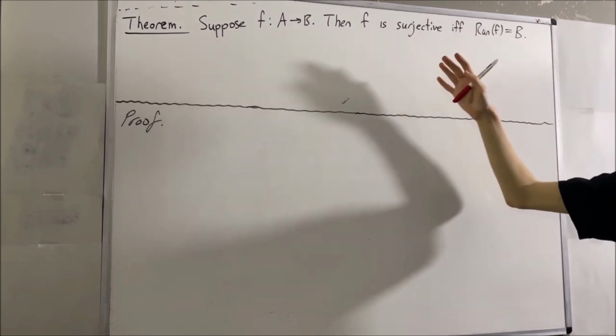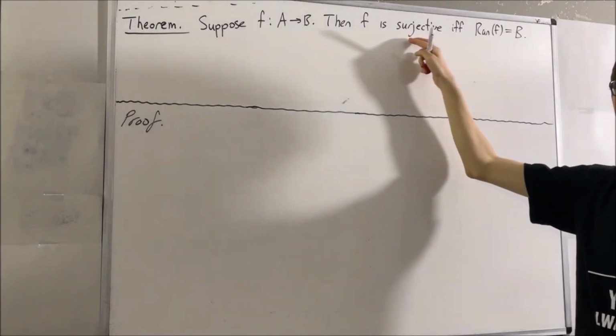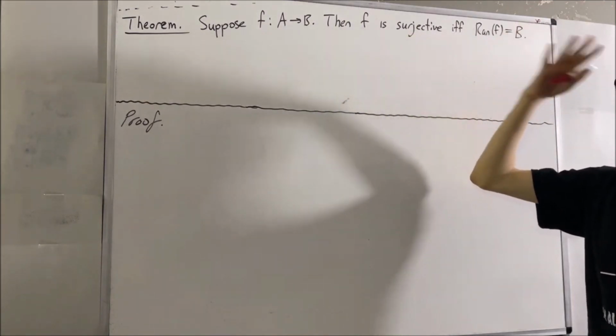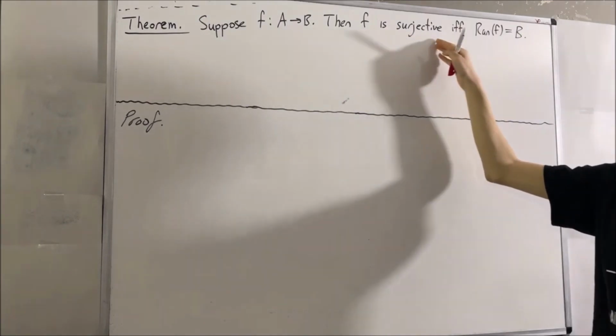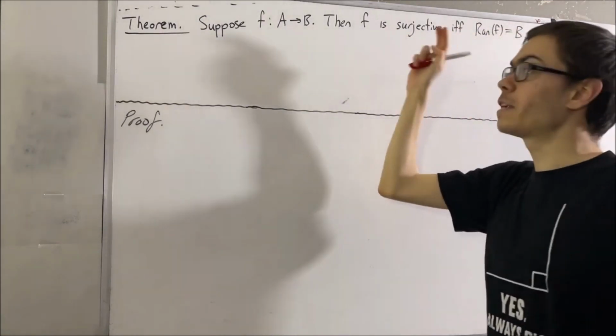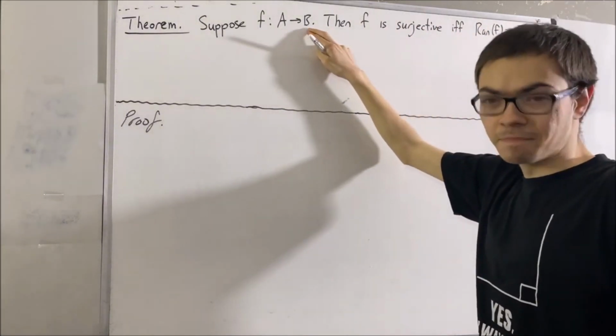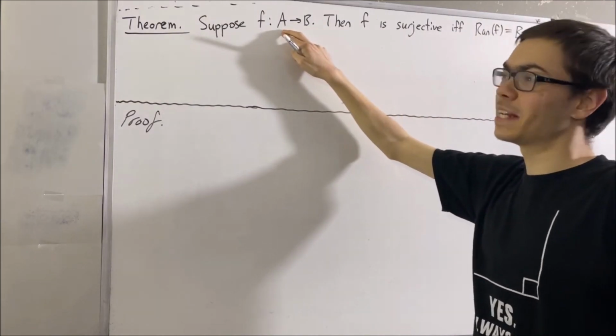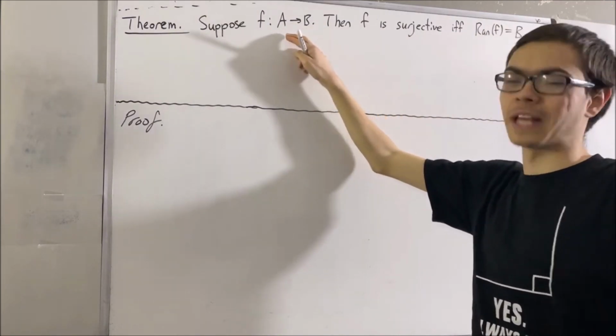So first of all, what does it mean for a function to be surjective? Well, if you recall, f is surjective if for every element b in B, there is an element a in A such that b equals f of a.